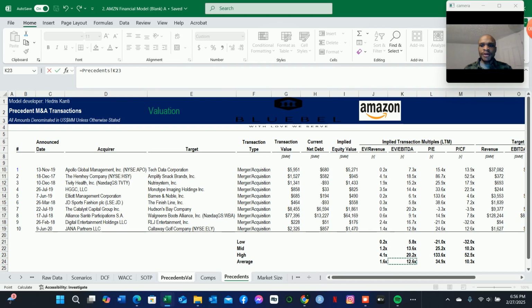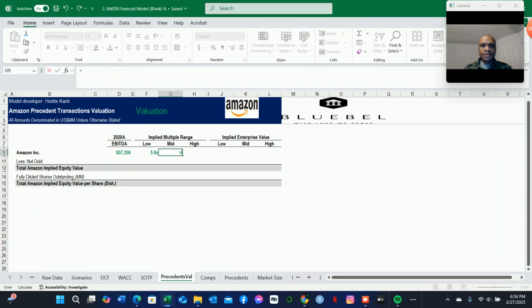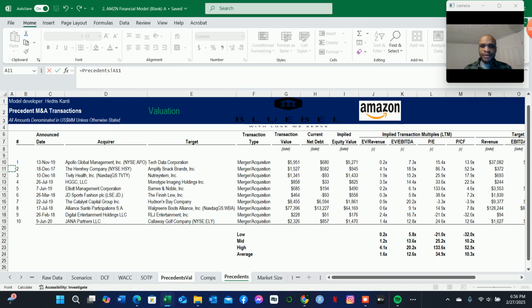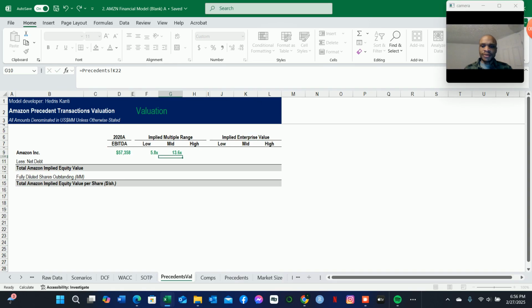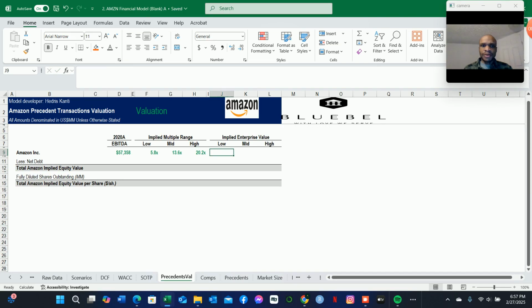So by multiplying this multiple with EBITDA generated in the period, excluding stock-based compensation, it will give us the implied enterprise value. So in this case, we select the low. We flip back to the precedent transaction tab and we select the mid, EV to EBITDA. Next, we select the high, EV to EBITDA. So we have that set up there.